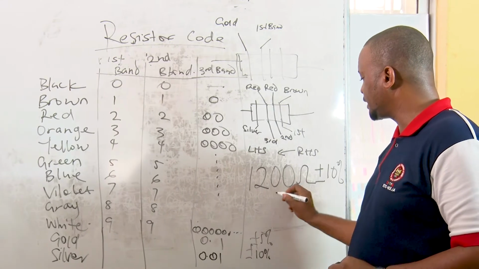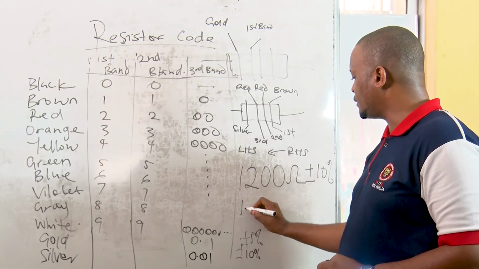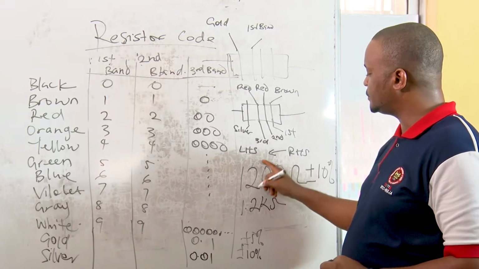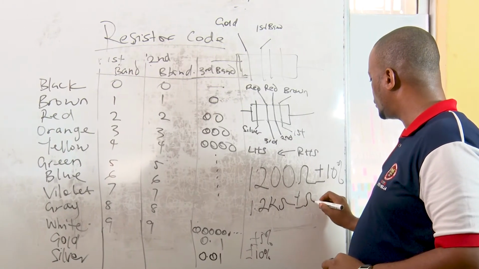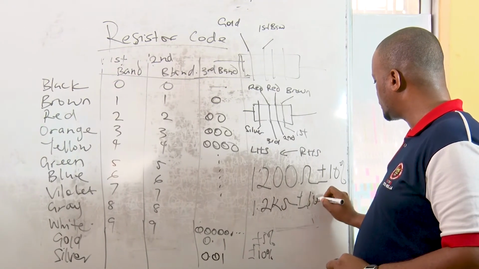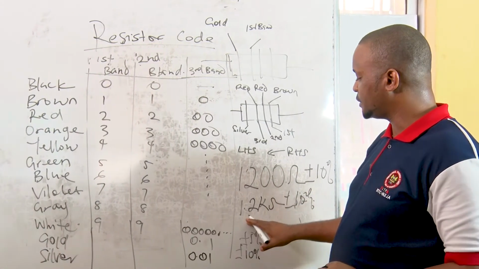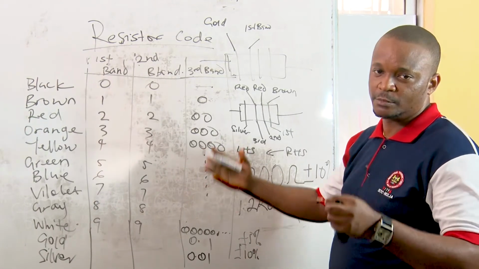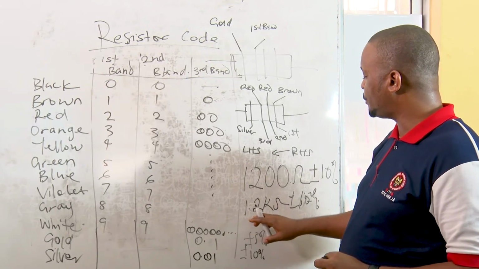So if you are to bring it down in kilo ohms, divide by 1,000, you have 1.2 kilo ohms. That's divided by what? 1,000. So this is 1.2 kilo ohms plus or minus what? 10%. That's the tolerance. So if you do 10% of this, you add it, 10% of this minus. This is the range, the permissible range that you can offer the resistance. So this is 1.2 kilo ohms.